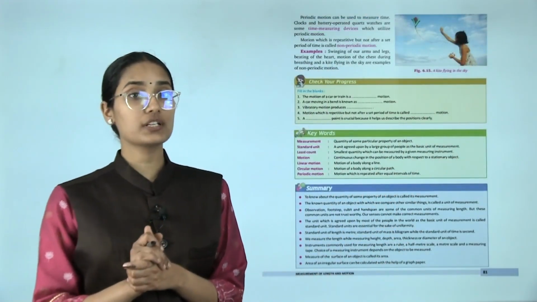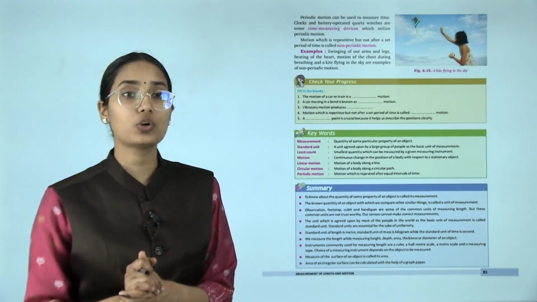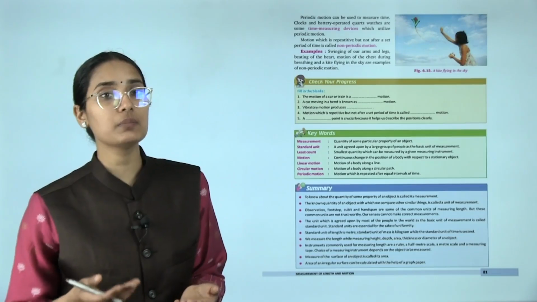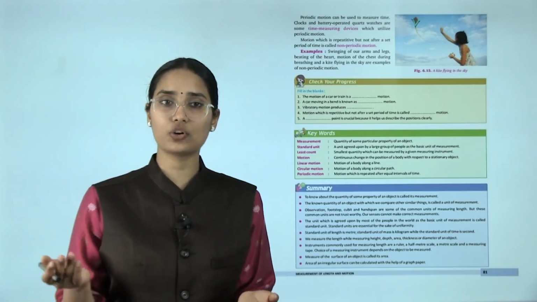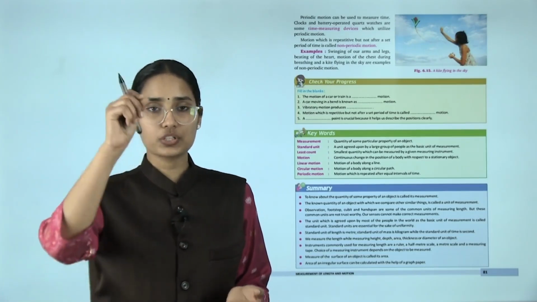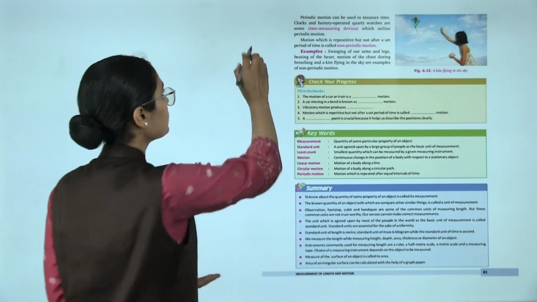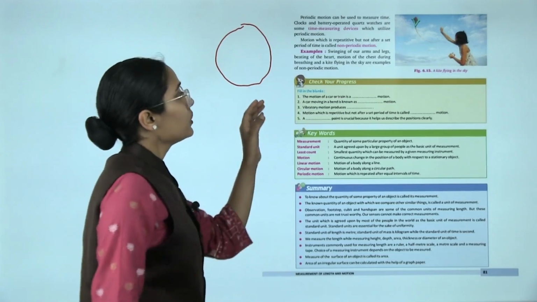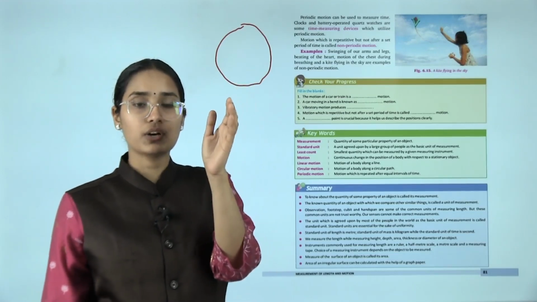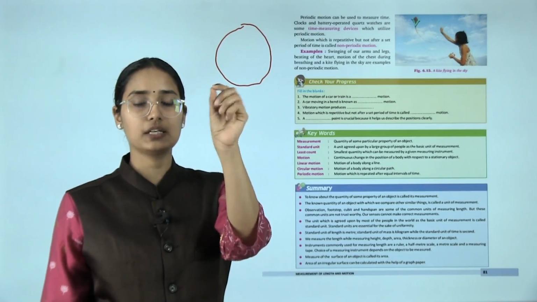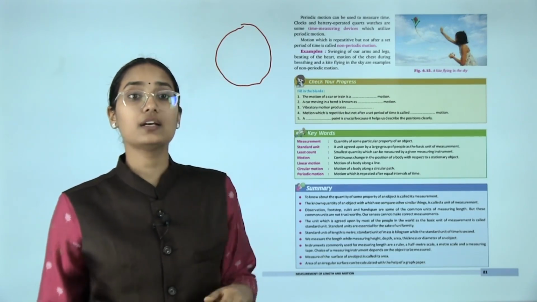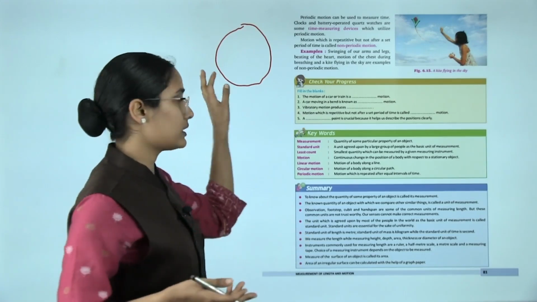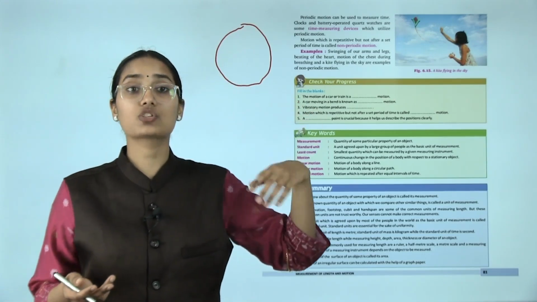Now periodic motion can be used to measure time also. Clocks and battery operated quartz watches are some time measuring devices which utilize periodic motion. So periodic motion, basically it is the circular movement, you can say, which shows that one circle has been completed. So basically periodic motion is used to measure time, and exactly the same thing happens in the case of clocks.